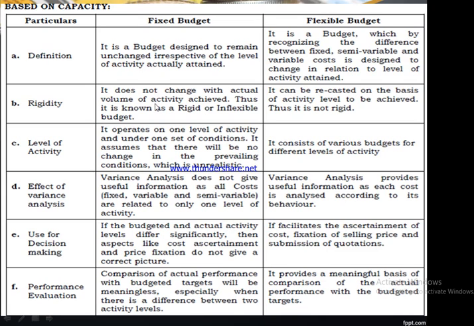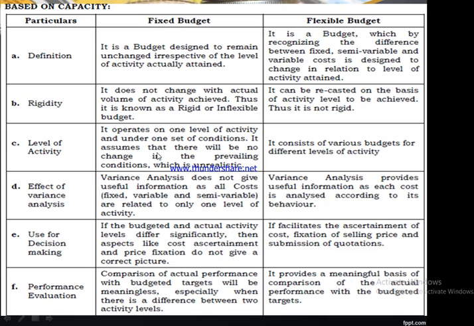So let's first understand the fixed budget perspective. As the definition goes, it's a budget designed to remain unchanged irrespective of the level of activity actually attained. Even though we are working at 50% capacity, whether we actually use that complete 50% capacity or less than that doesn't matter. This particular budget is going to remain the same. When it comes to rigidity, it does not change with the actual volume of activity achieved, thus it is known as a rigid or inflexible budget.